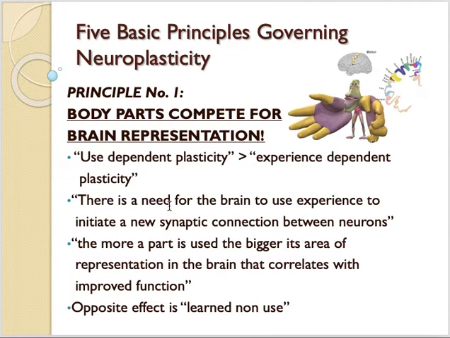These are the five basic principles governing neuroplasticity. Body parts compete for brain representation. If you have done neuroanatomy carefully, you would know that our hands have a very big representation in our brain, whereas our foot or legs don't have much representation. Our facial representation in the brain is also large. So when you use anything more and more skillfully, your brain gives more area to that.